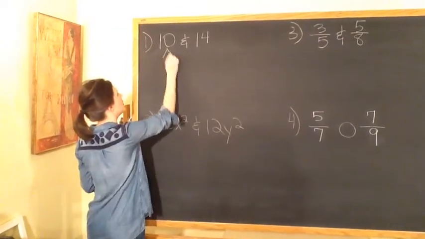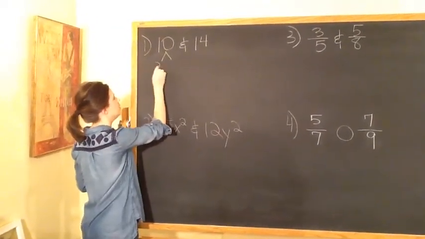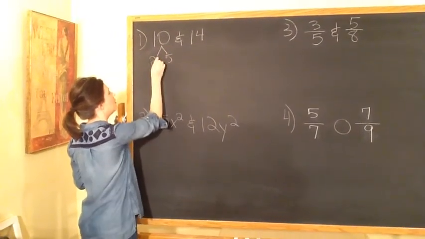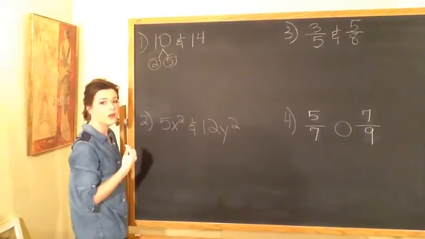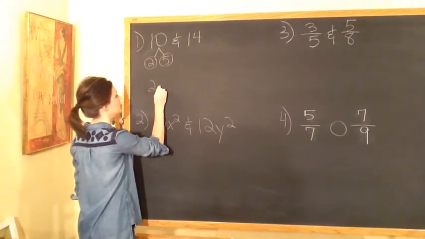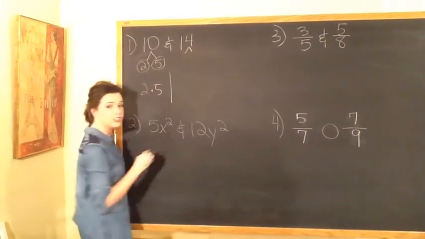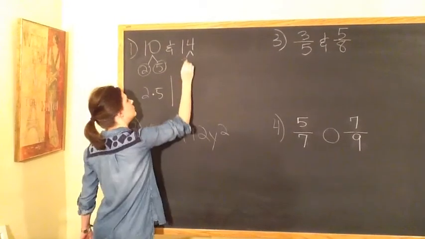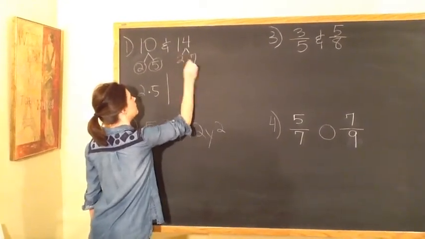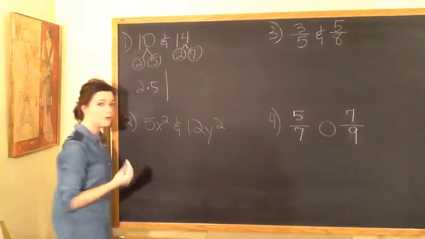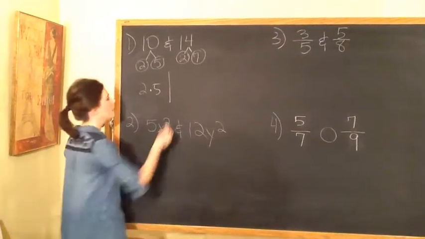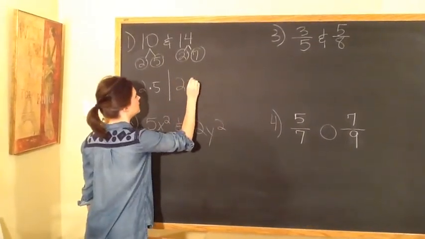First, let's break down 10. 10 is 2 times 5, and both of those numbers are prime, so that is my prime factorization, 2 times 5 for this number. And then let's find the prime factorization of 14. We break it down to 2 times 7, so those two numbers are also both prime, so we don't have to break it down anymore. And we have 2 times 7.